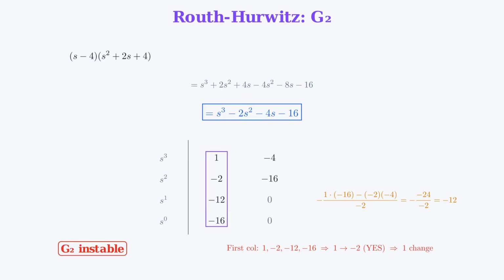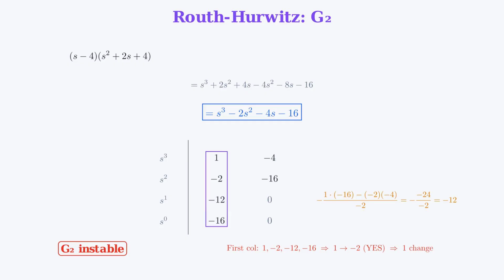For the s1 row, the formula gives minus the quantity 1 times minus 16 minus 2 times minus 4, divided by minus 2. That is minus the quantity minus 16 minus 8, divided by minus 2, which is minus 24 over minus 2, equal to minus 12. The s0 row carries down minus 16. The first column reads 1, minus 2, minus 12, minus 16.